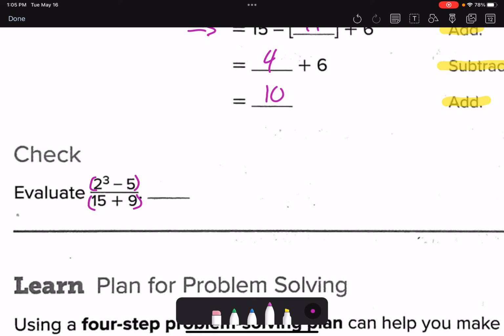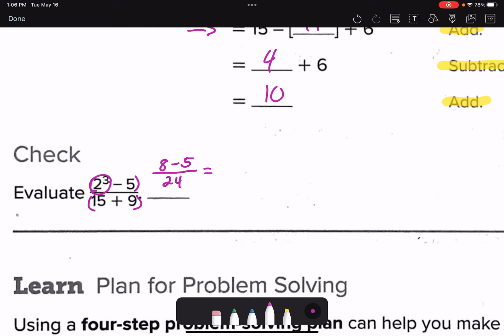So 2 cubed is the same as 2 times 2 times 2. 2 times 2 is 4. 4 times 2 is 8. So now we have an 8 here instead of this 2 cubed. And then I didn't do anything to the minus 5, so I bring it to the next step. Now, you could wait to do 15 plus 9, or you could do it now. It doesn't matter. I'm going to do it now. 15 plus 9 is 24.